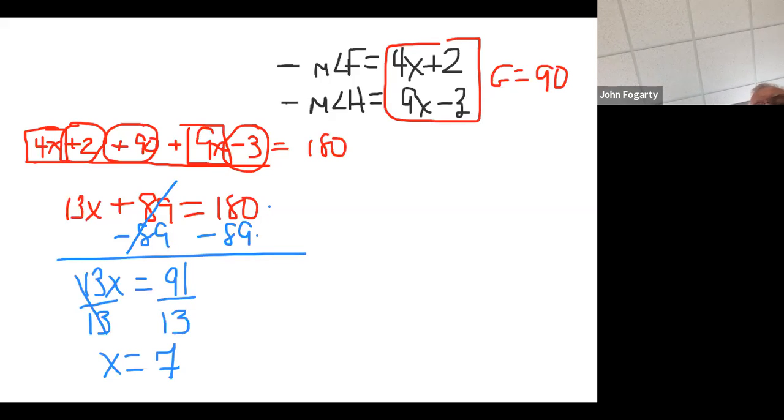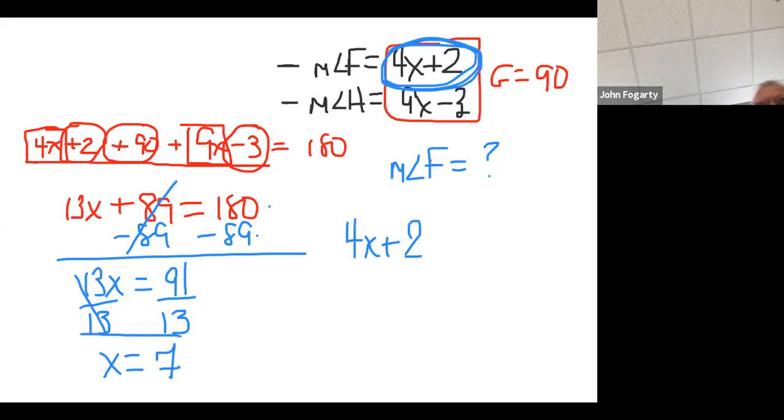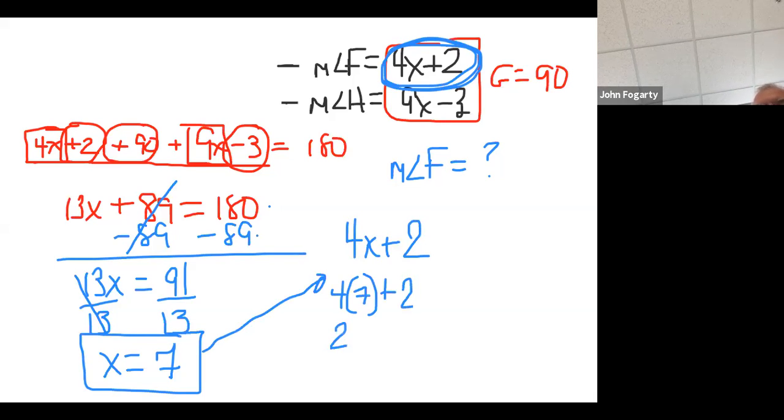Now, that doesn't answer the question. The question is, what's the measure of angle F? Well, what did we say F was? We said F was 4x plus 2. Well, I know x is 7, so I'm just going to go 4 times 7 plus 2. So 4 times 7 is 28 plus 2, 30. That makes sense, right? Yep.